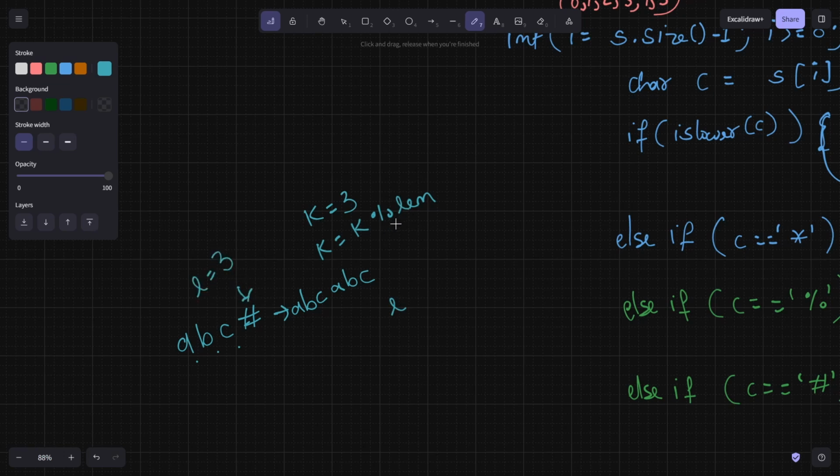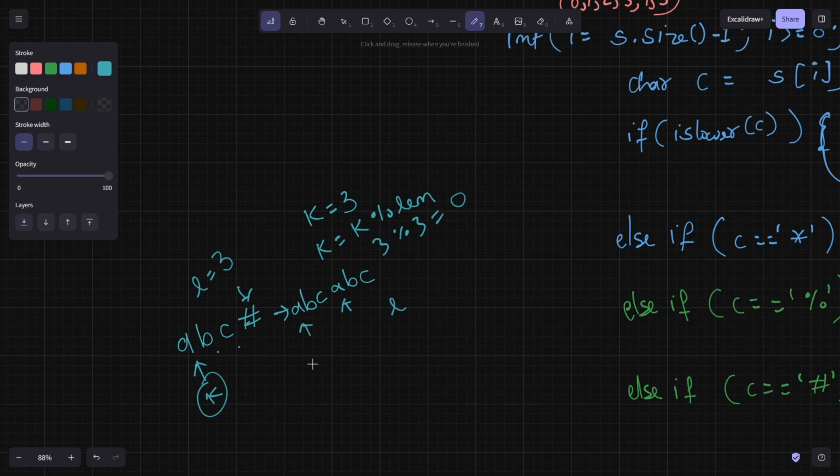And why do we do modulo by length? For example here we got 3, with indexes 0 1 2 3, we have to find the third index, and length is 3, so k modulo length is 3 modulo 3, that is 0. So k is going to switch to 0. Okay, so k is going to point to a. That's why this works here, it's pointing to a.